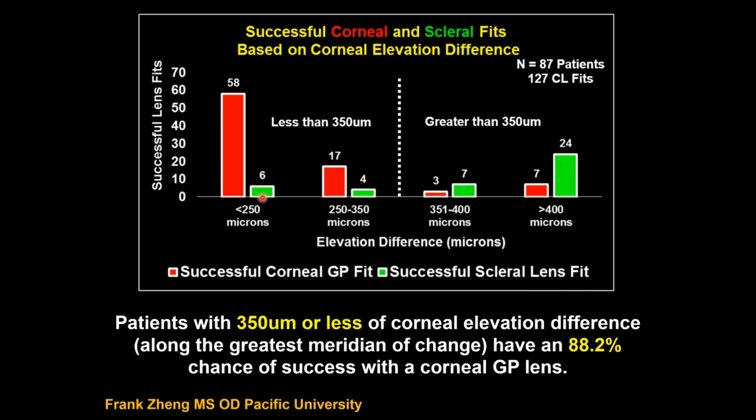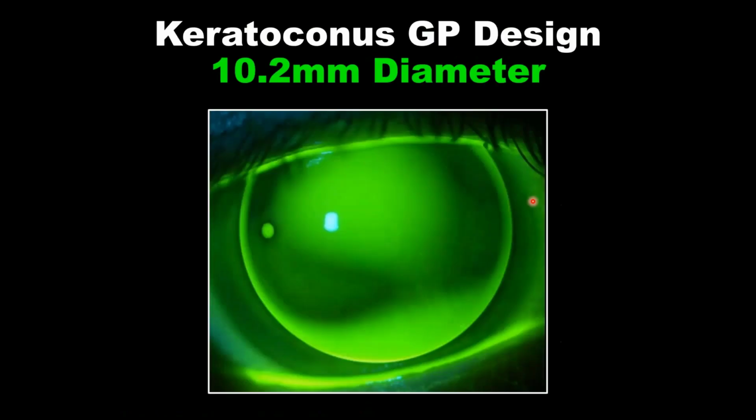The green bars that you see here, that's the scleral lenses, where we were forced to fit a scleral lens because the patient couldn't be fit with corneal GP. Either we weren't able to get a decent relationship with the eye, or the patient wasn't comfortable enough and we were forced to go with scleral. Now, when the elevation difference is over 350 microns, that's where you notice the red bars coming down. We struggled to fit a corneal GP on these patients because the eye's asymmetry was so much higher.